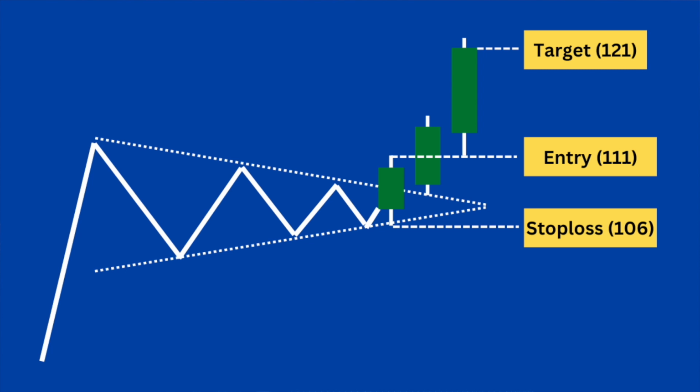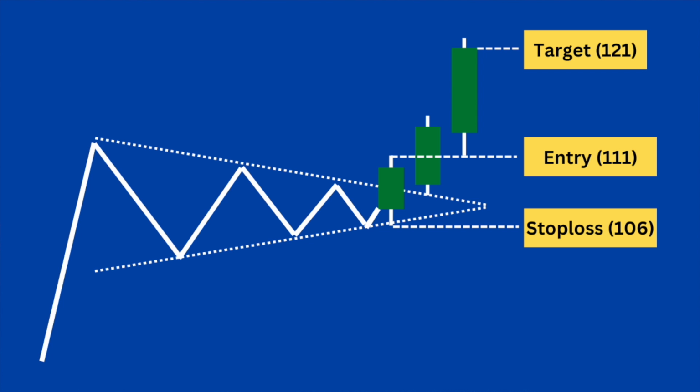Let's say the stock price crosses the resistance line and the high of that particular candlestick is rupees 110. Then in that case, your entry in the market would be slightly higher than the previous day's high, which is 110. So your entry in the market could be at 111 on the next trading day.